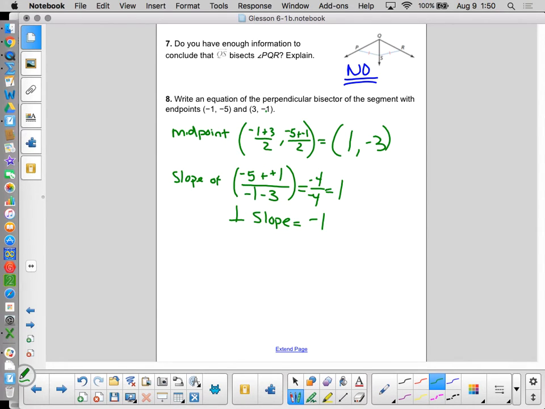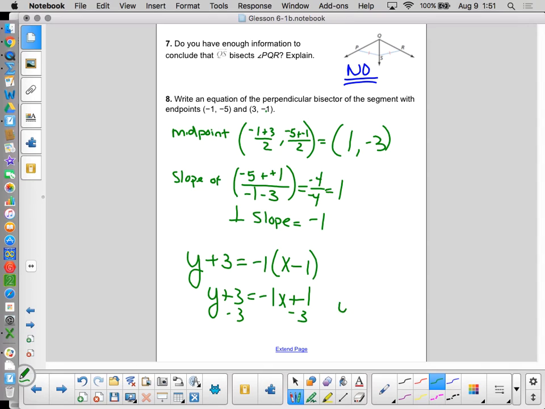And then we write our equation, y minus negative 3, so y plus 3 equals -1 times (x minus 1). So y plus 3 equals -1x plus 1, y equals -1x minus 2. That's the equation of the perpendicular bisector to that segment. Again, go back and review writing equations if you need to. By all means, that's why it's there.